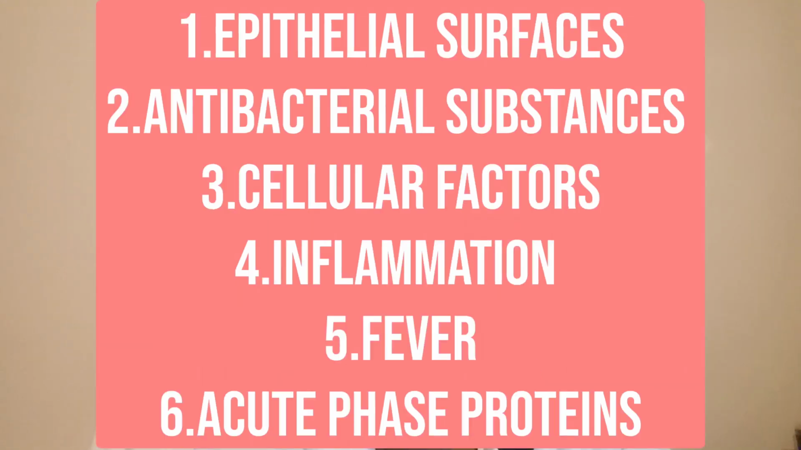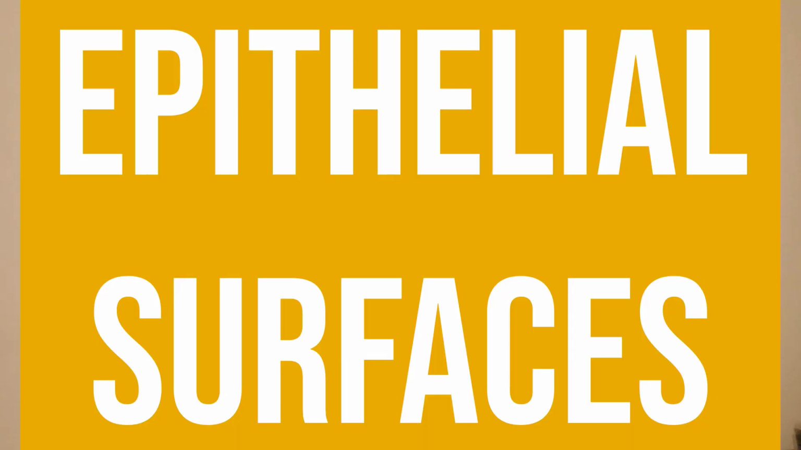So we have mechanisms, and I'm going to list them. We have epithelial surfaces, antibacterial substances, cellular factors, inflammation, fever, and acute phase proteins. So those are the mechanisms of innate immunity. Let's explain them one by one. So what about epithelial surfaces?